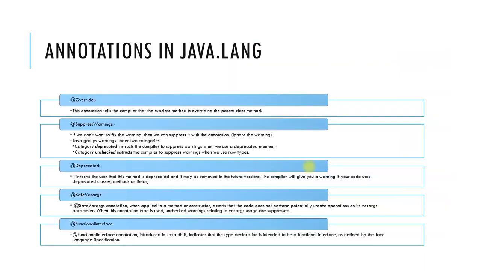Java provides some simple annotations in package java.lang. The first is the Override annotation. This indicates that the subclass method is overriding the parent class method. Then there is the SuppressWarnings annotation. When we don't want to fix a warning, we can suppress it with an annotation.